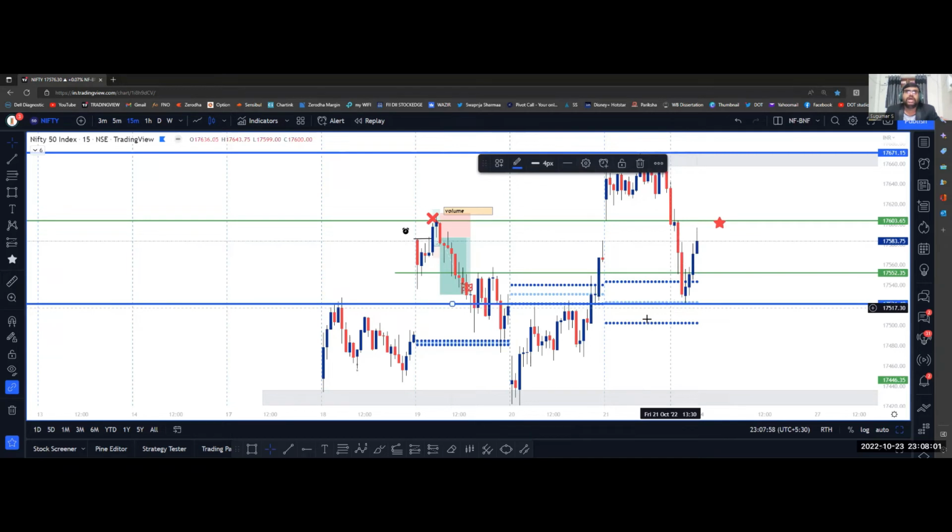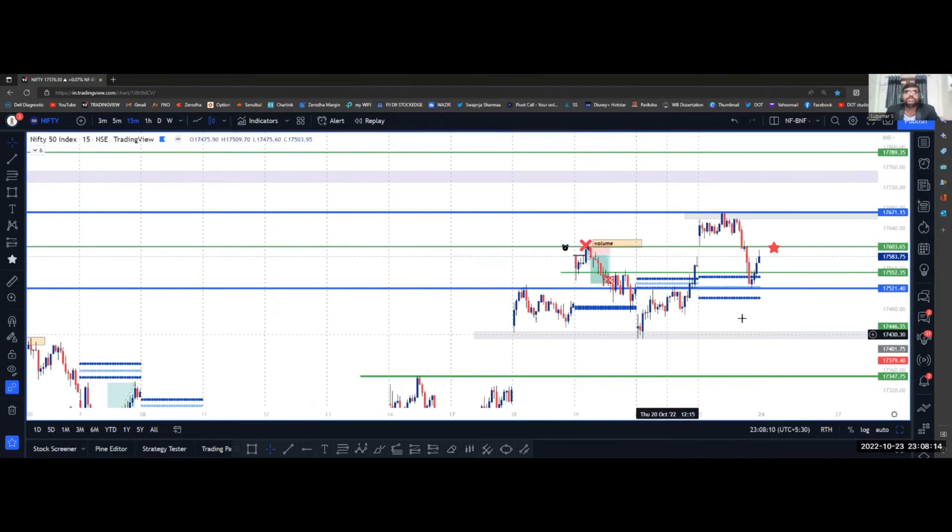No need to make a chart ugly. And there is no trend line to be marked. So this is enough in Nifty. Next, let's go for the Bank Nifty.